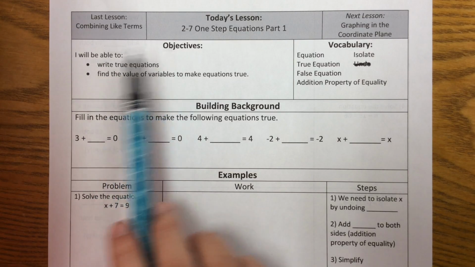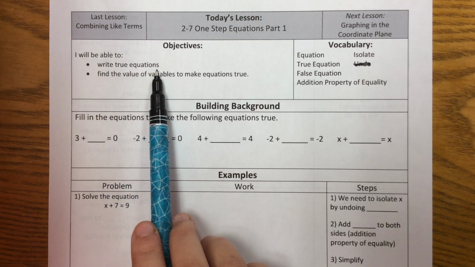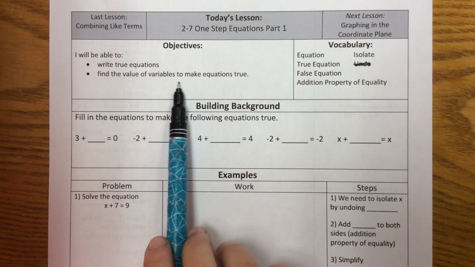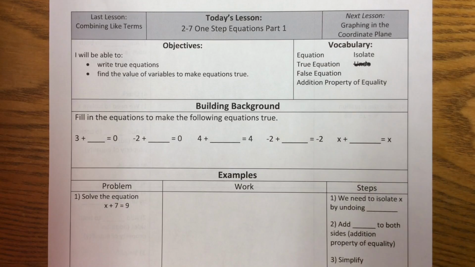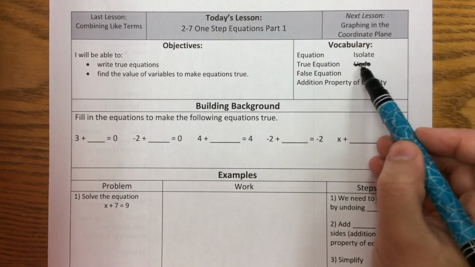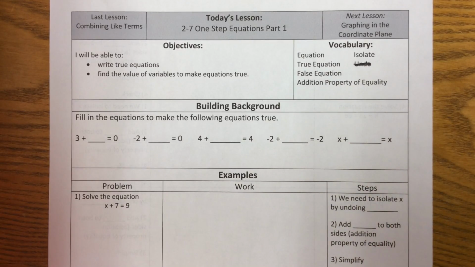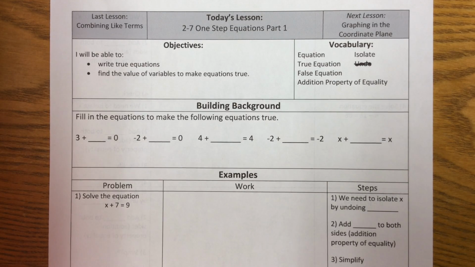Our objectives today: I will be able to write true equations and find the value of variables to make equations true. So we have 1, 2, 3, 4, 5 vocabulary words today. I crossed out that undo because we don't actually use that word very much. We do it a little bit, but that's okay.